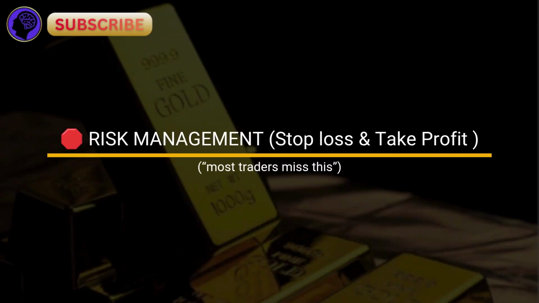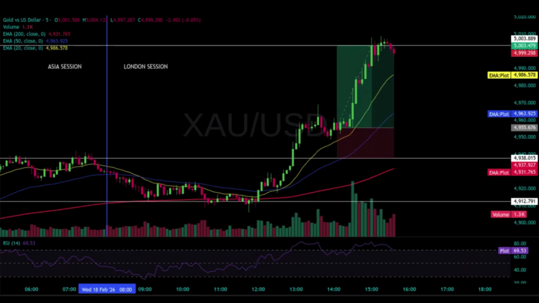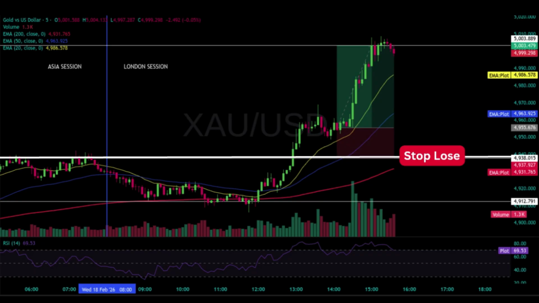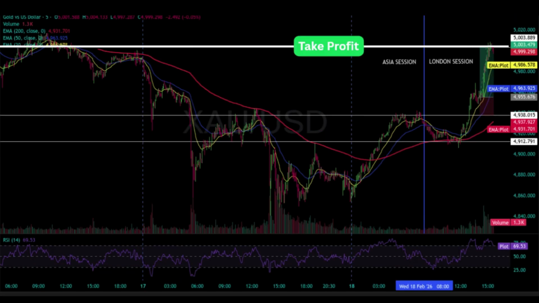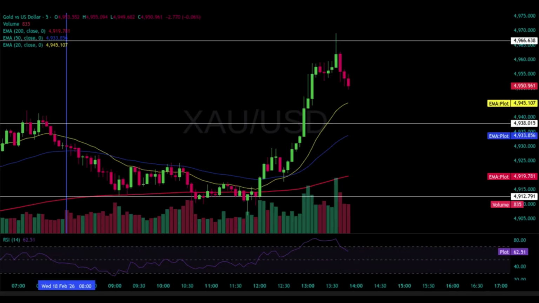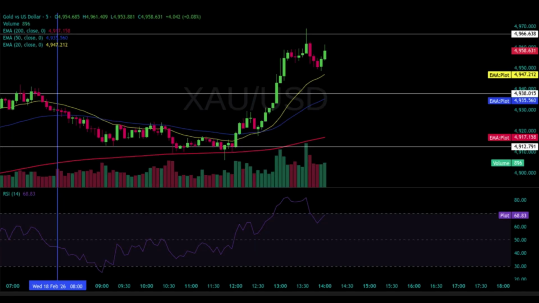Risk management, stop loss and take profit. Most traders miss this. My stop goes below structure. Target profit is the next high, with a minimum 1 to 2 risk to reward ratio. This is my entry. Not guessing. This is not random. This is a planned entry.